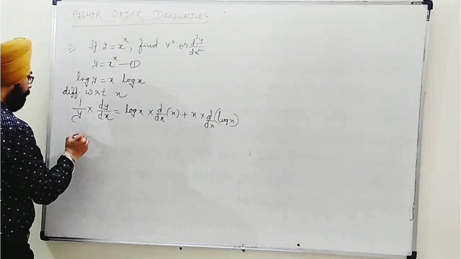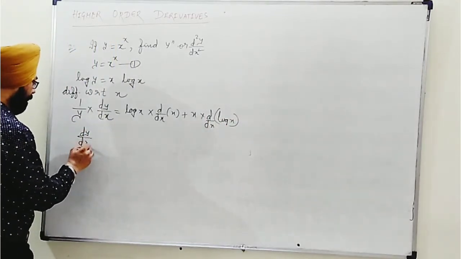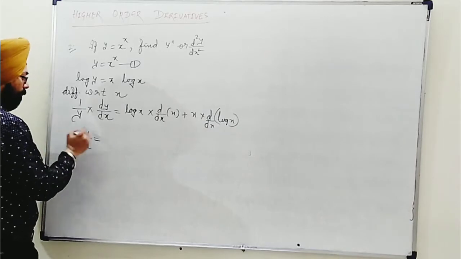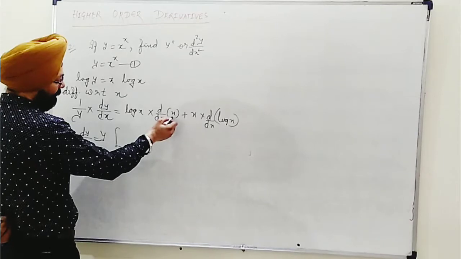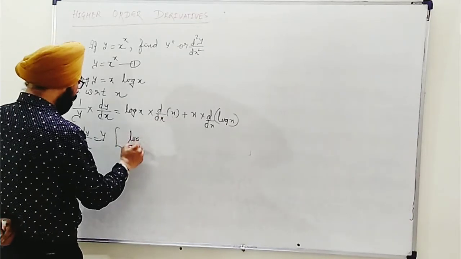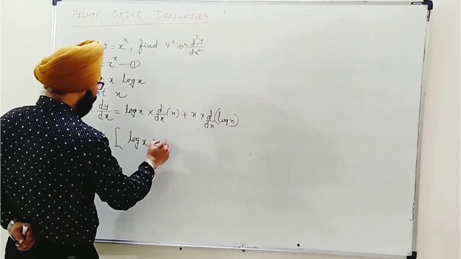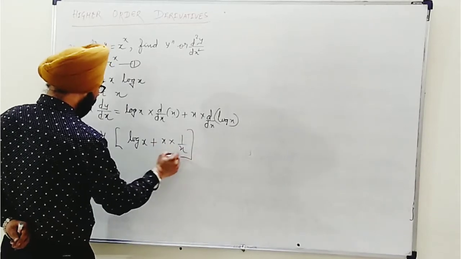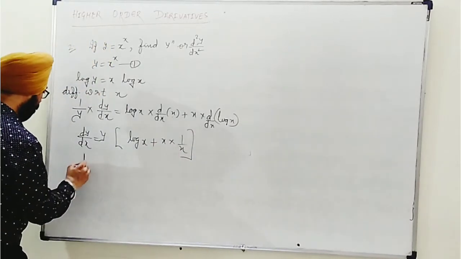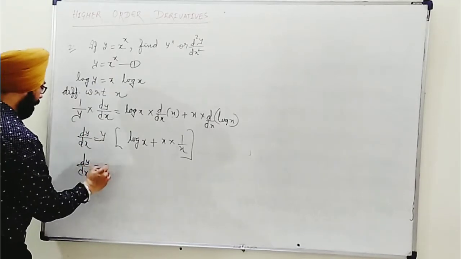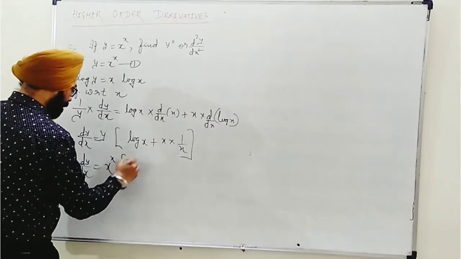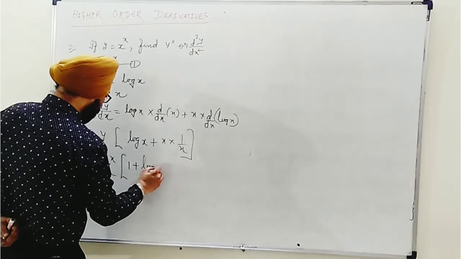What we see, dy by dx we have obtained as y comes right hand side. Here we will get 1 as the differentiation of x, so log x, and here we get x into 1 upon x. After cancellation we are left with dy by dx to be, value of y was given x to the power x and 1 plus log x.